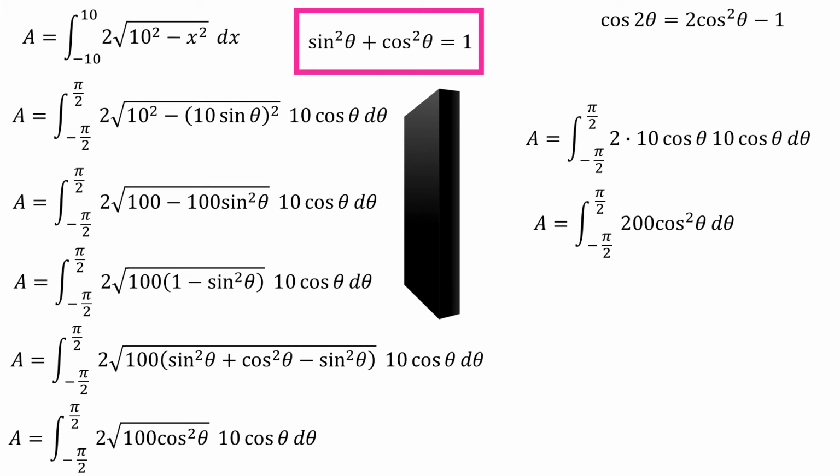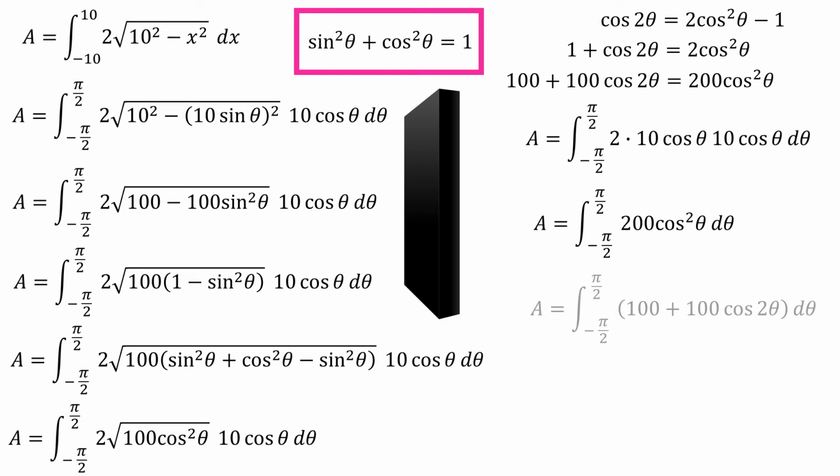So once again, we're going to pull our double angle formula out here. And I'm going to solve for 200 cosine squared theta. All right, because I don't want cosine squared theta, nor do I want 2 cosine squared theta. I wanted 200 of them. So there is my substitution. And then I can perform my integration.